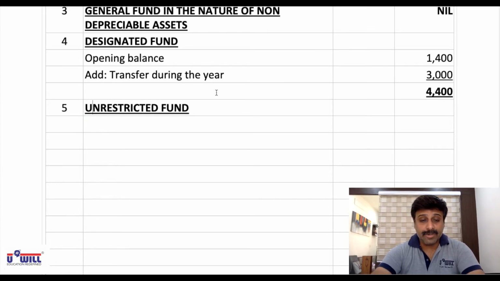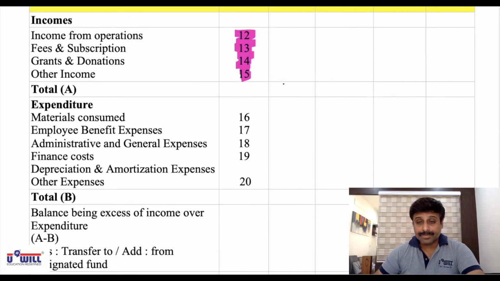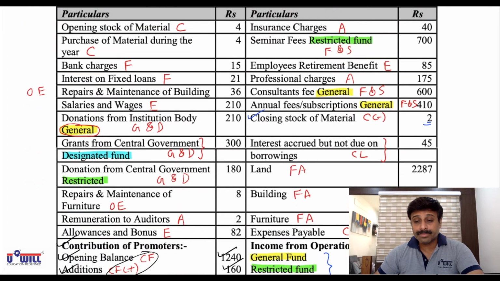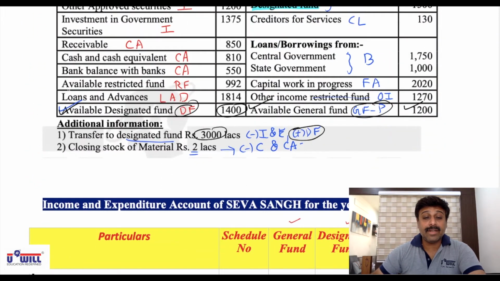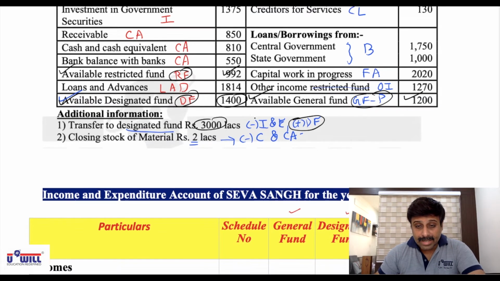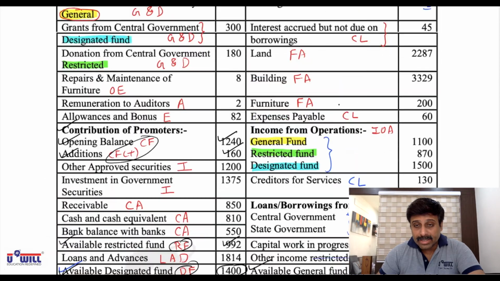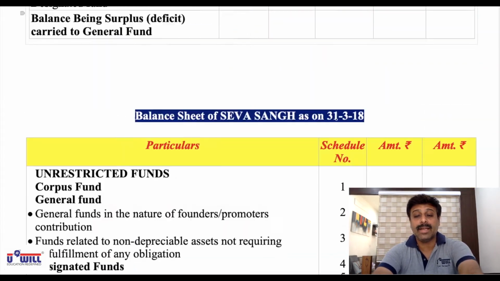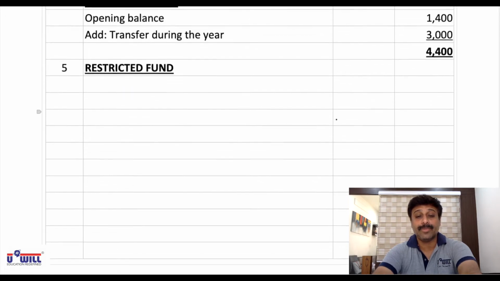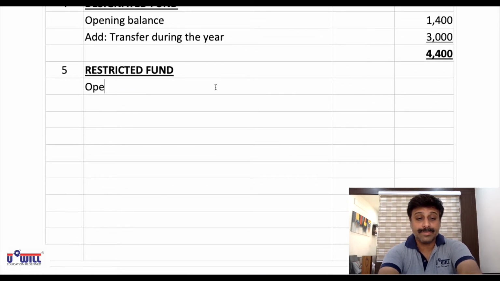Sorry, restricted fund. Unrestricted are all the above three. Restricted fund, RF marked items. Available restricted fund is 992. Other than that, any other item marked as RF is not there. So 992 itself will come in the total also. Okay, 992. Write down. Opening balance 992, and that itself becomes the total.